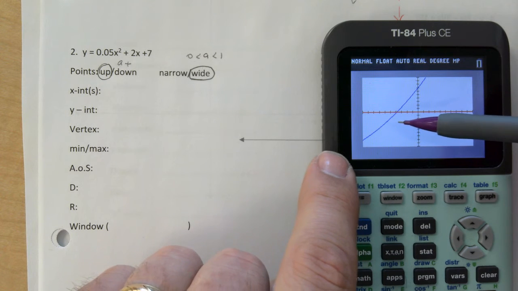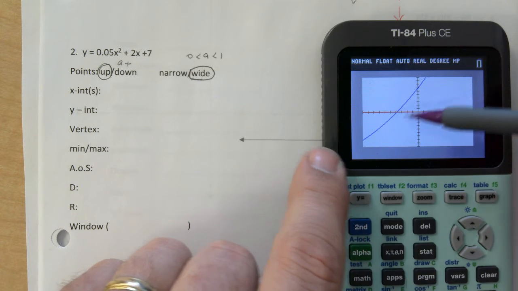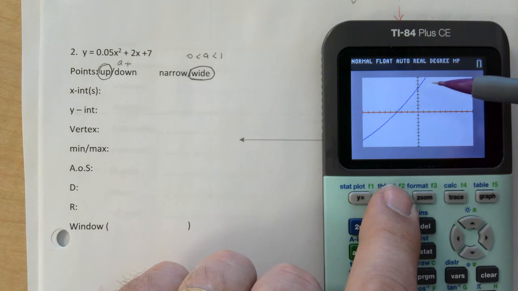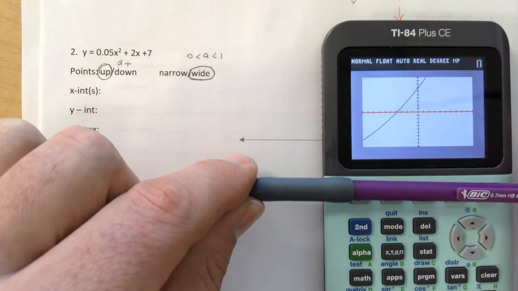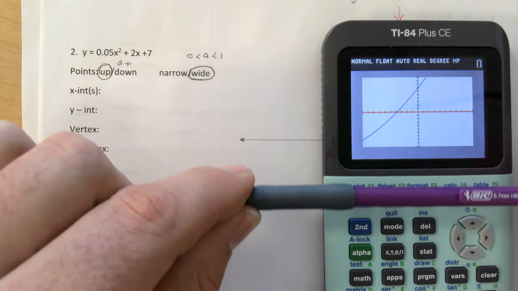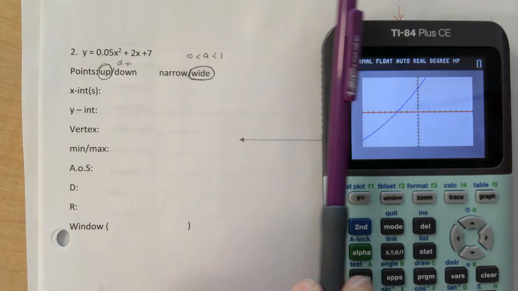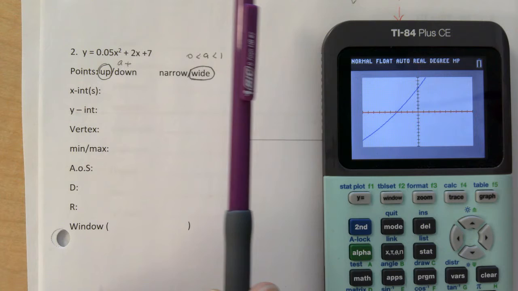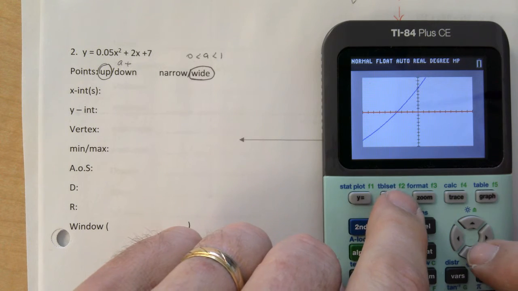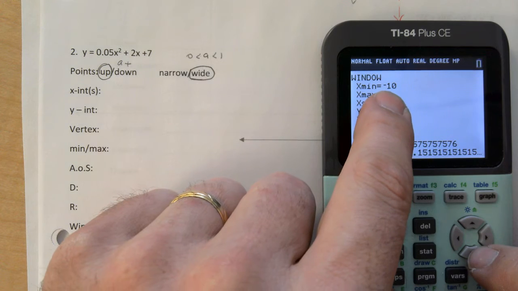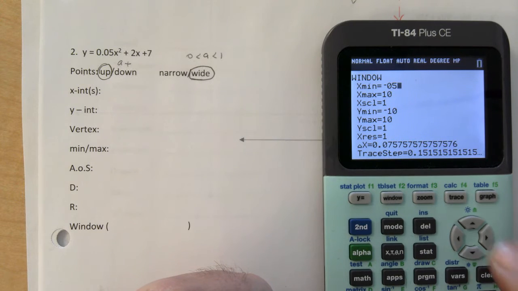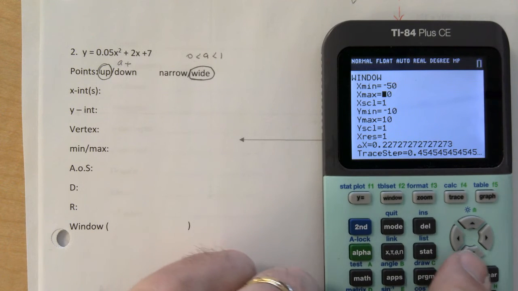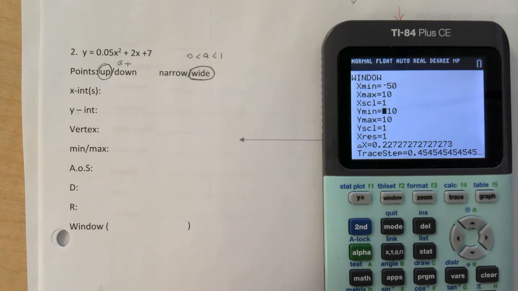So now this is where your knowledge of window comes in. How do you change a window? So I'm going to go window, and this is what I'm going to do. I'm going to lower my Y min, right? So that I can see more below. And I'm also going to lower my X min, right? So these two variables I'm going to change. So go to window, X min. I'm going to go negative 50, right? And my Y min, maybe do the same. I don't mind doing the same.